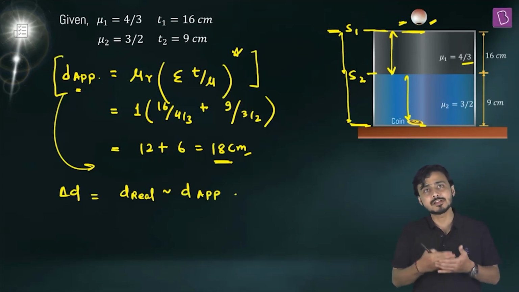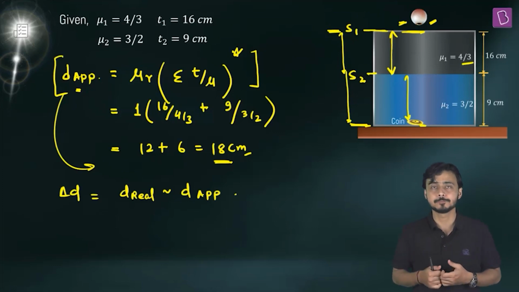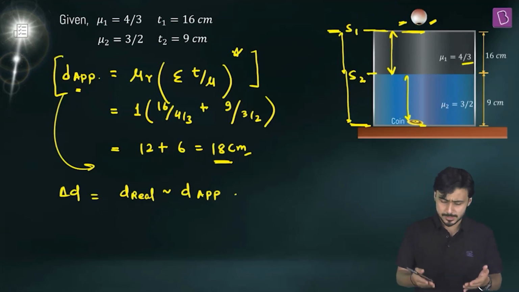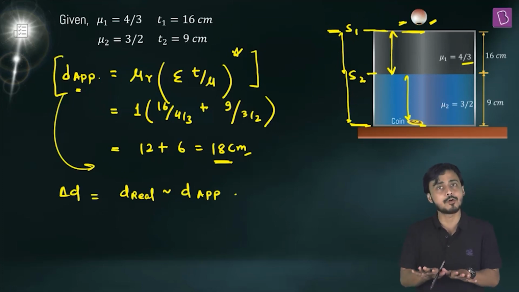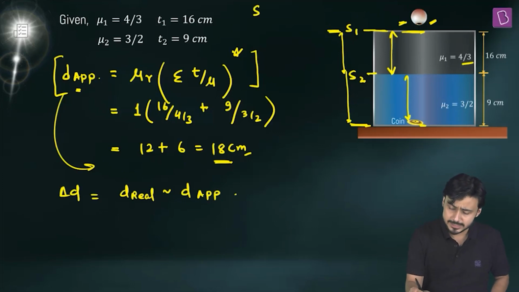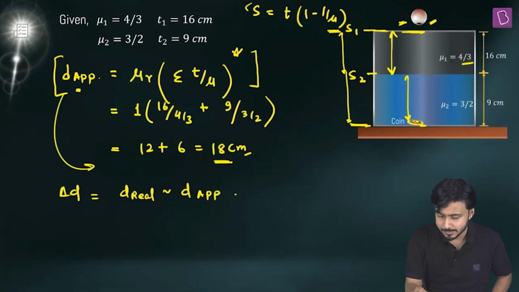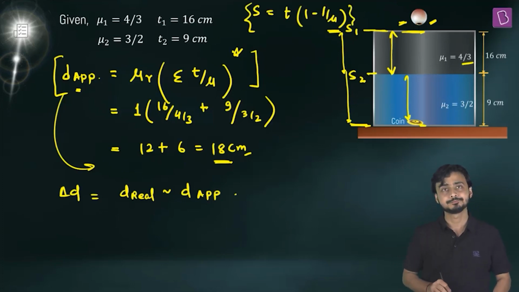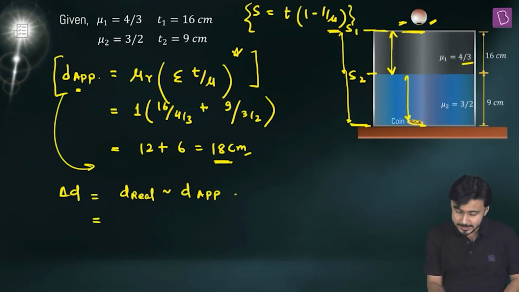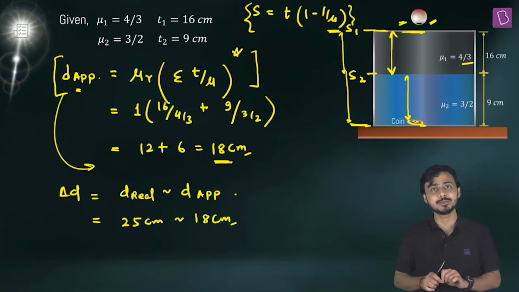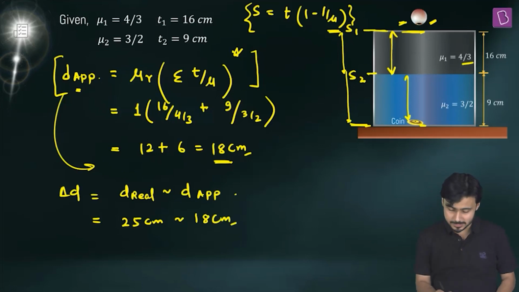If you want to remember the previous formula, shifting of a slab, that's good for you, good for the examination purpose. But this also is fine because that formula is derived from this basic format only: shift is equal to T times 1 minus 1 by mu for a slab. That is derived from this, and you can do that by some common sense. So D real is 25 centimeter. Take the difference from 18 centimeter. They have a difference of 7 centimeter, right?